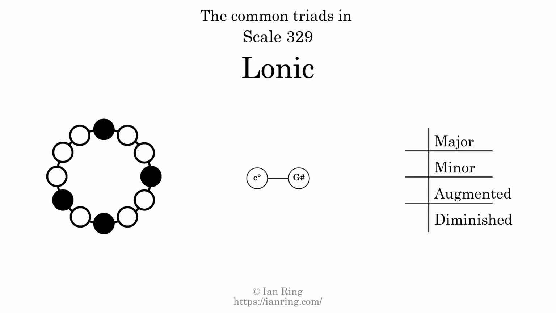The diagram in the center is a graph of parsimonious voice leading between triads. There is one major triad. There are no minor triads. There are no augmented triads. There is one diminished triad. Here is a Hamiltonian path of parsimonious voice leading that uses all the triads.